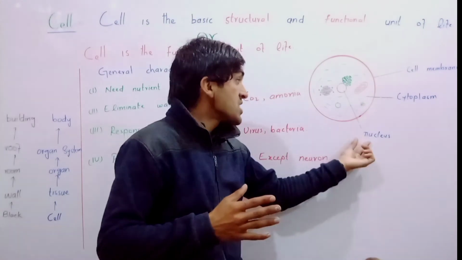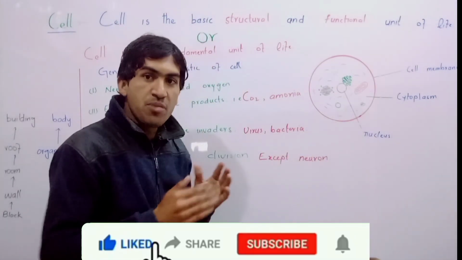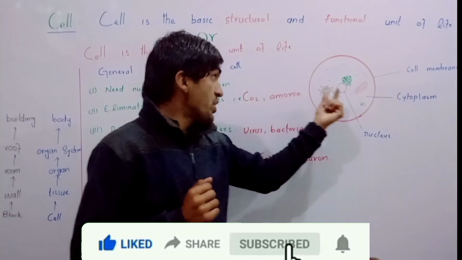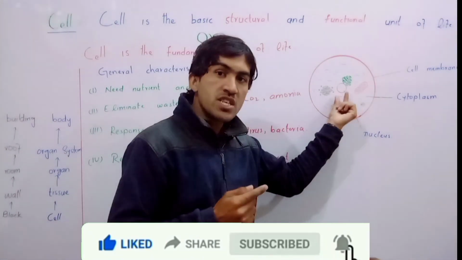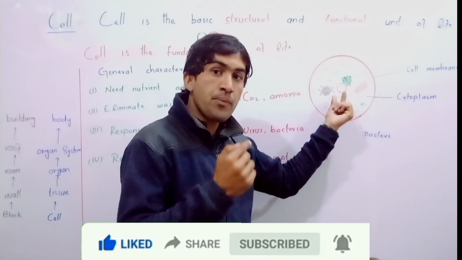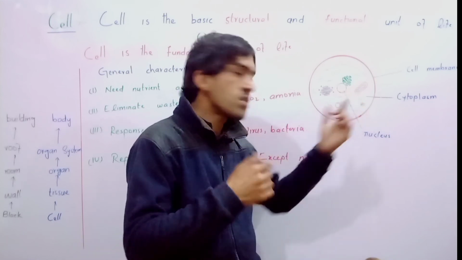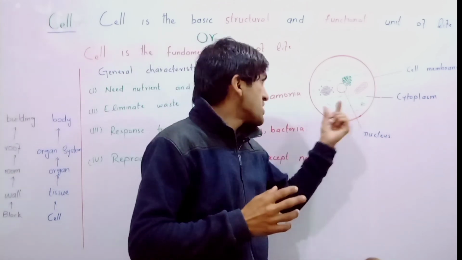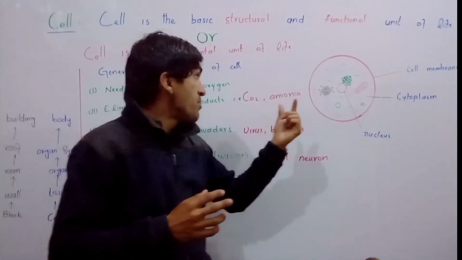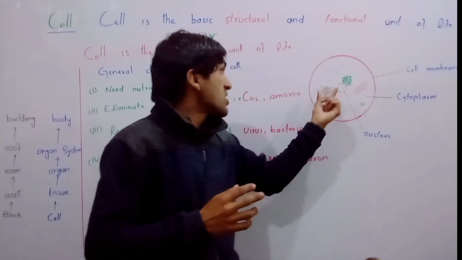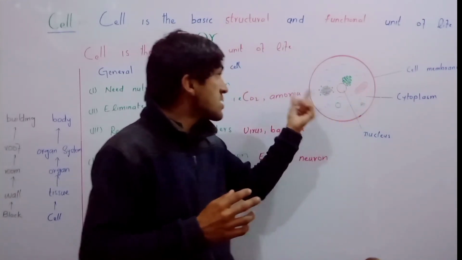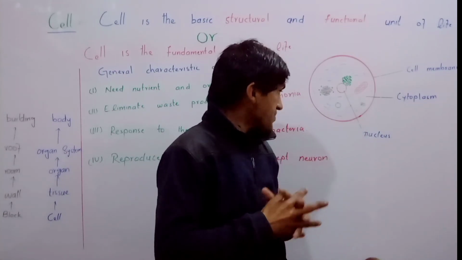And the last but not the least, and the most important one, is the nucleus. The nucleus is a spherical, rounded structure that is present at the center of the animal cell, and it has a lot of functions. But one of the main important ones is that it controls all the activities, all the processes that occur inside the cell.